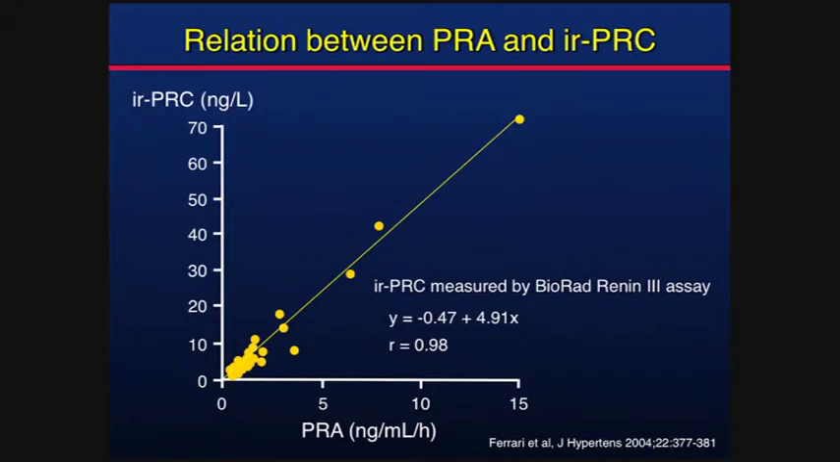Now, when you look at a broad range of renin concentrations, you find a good correlation between the immunoassay and the plasma renin activity assay, but the correlation is not so good in the normal range, and particularly in the low normal range, which is what we're interested in if we want to identify patients with primary aldosteronism.